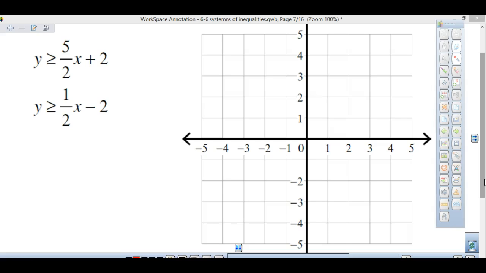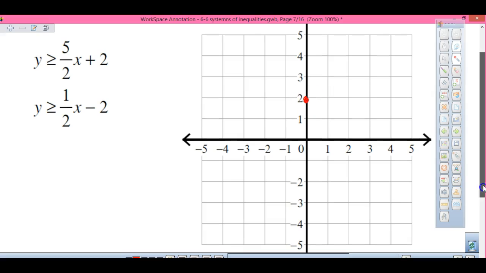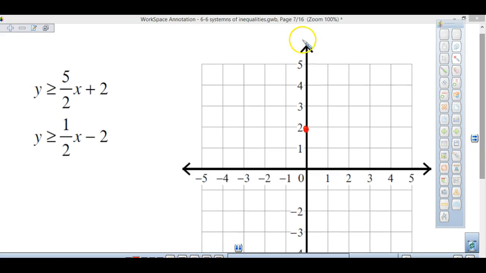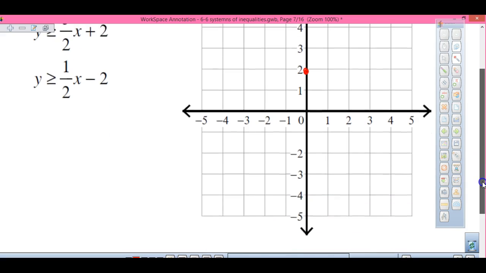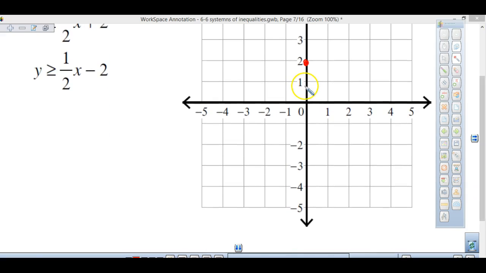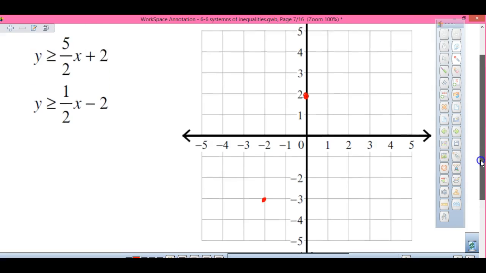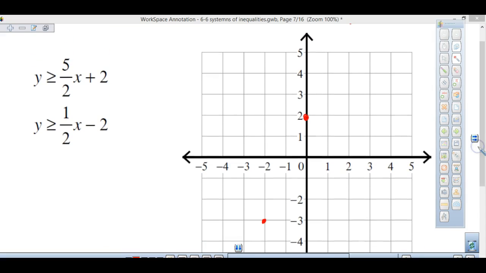On the top equation, where's my starting point? My starting point is at 2, and what does it mean I have to do? Up 5 over 2, so that's like up here, right? We could also go down 5, 1, 2, 3, 4, 5, and to the left 2, right? Now we have to look at the symbol. Is it dashed or solid line? It is a solid line.